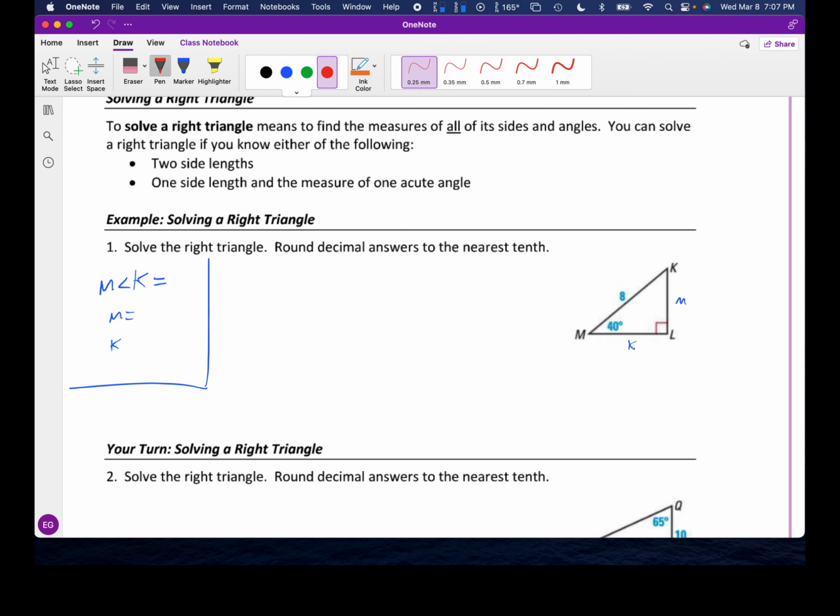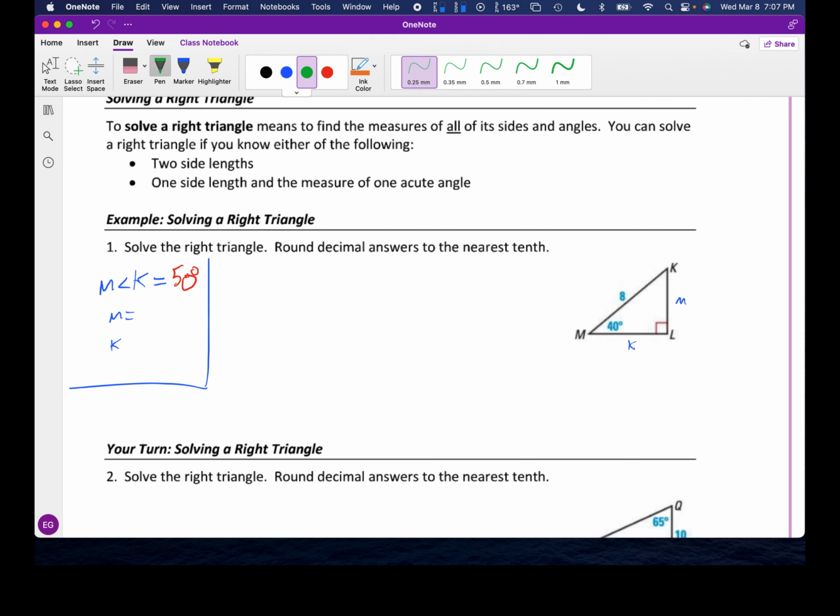In order for me to find angle K, the easiest way is to say I'm in a right triangle. That means the two acute angles, M and K, have to add to 90. So if one of them is 40, then the other one has to be 50. I don't really need to do a lot of work there. You can also do 180 minus 90 minus 40 equals K. It's just that in right triangles, we don't need to do the whole 180 minus 90 because that's always going to be 90.